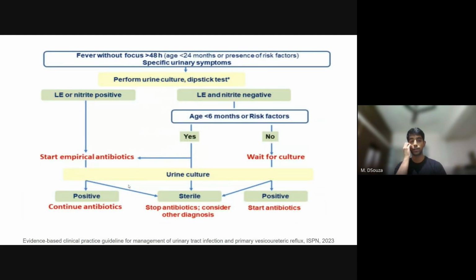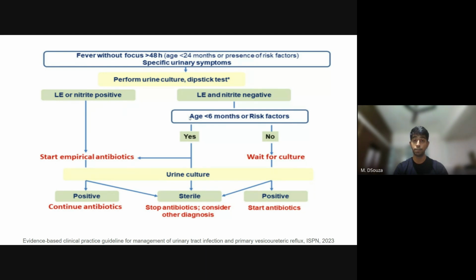Now, I know urine culture is not available in majority and practically all of our burn centers. So the next best thing is to just do a urine routine, or if you're able to convince your burn centers to buy dipsticks, you could just do a dipstick and evaluate whether you have leukocyte esterase or nitrates positive. Leukocyte esterase and nitrate positive would be an indication to start your antibiotics. And again, strictly according to guidelines, if the culture comes positive, continue the antibiotics, whereas if it were to be sterile, stop antibiotics and consider an alternate diagnosis.